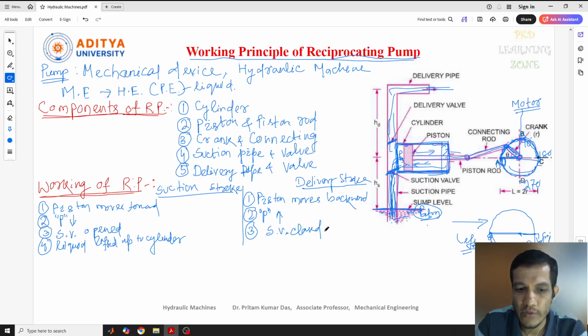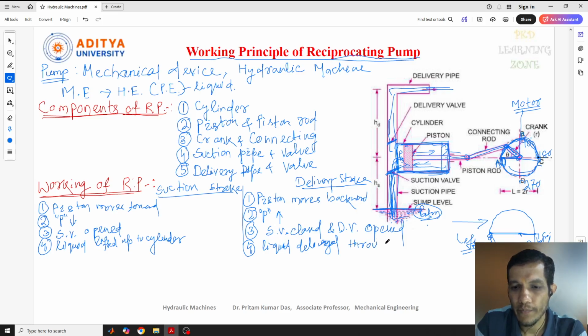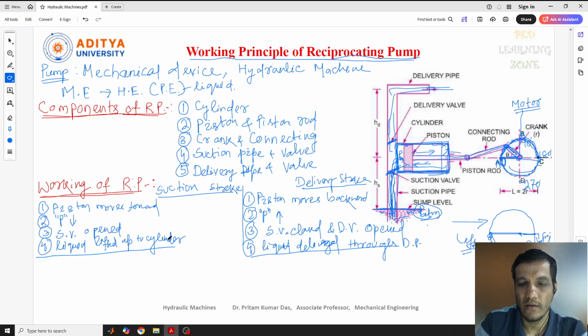Okay, the suction valve is closed, and the delivery valve is open. Finally, I can write one point: the liquid will be delivered. Now the liquid is delivered through the delivery pipe. So this is the procedure I already told you in detail.